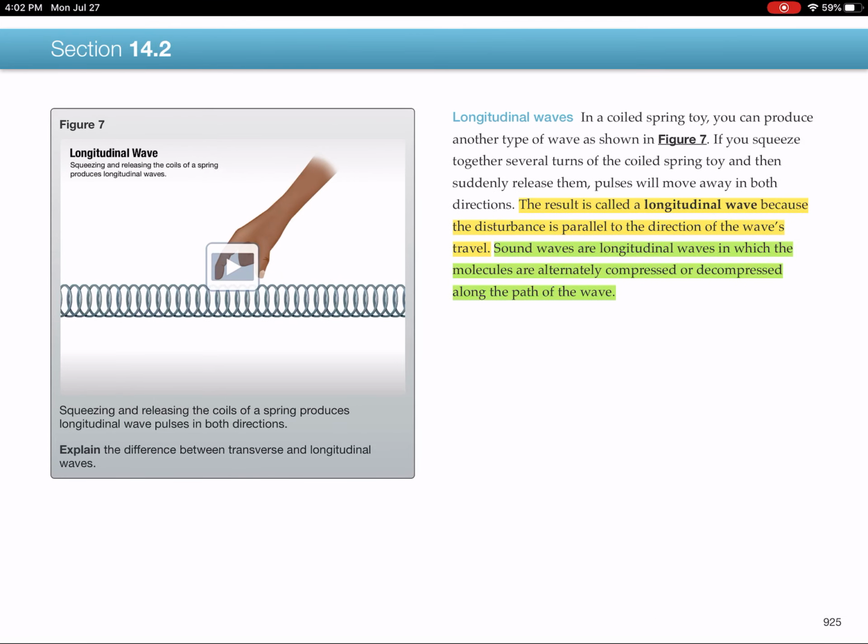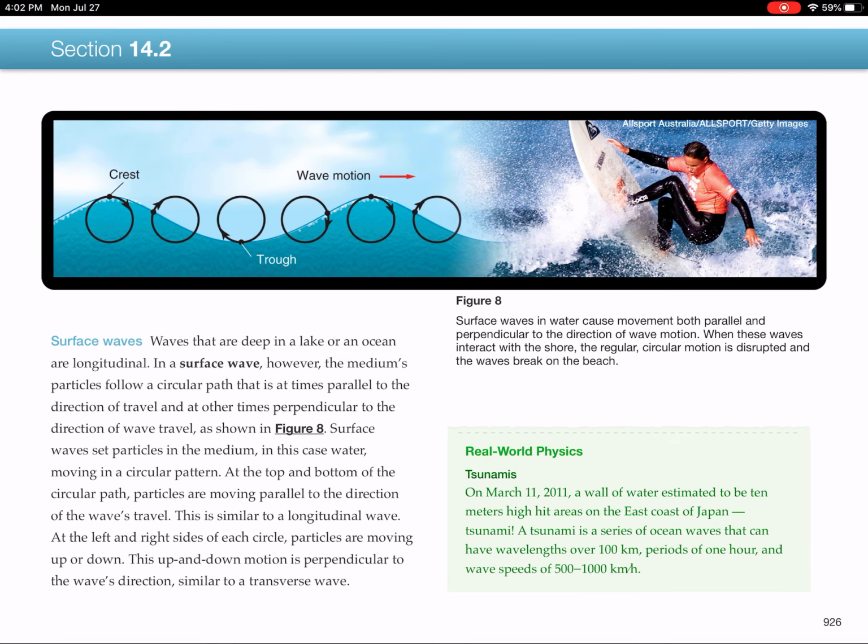Longitudinal waves, they go lengthways. They don't go parallel, they go according to the length. So take a look at this one. You collapse the spring like that, release it, and the wave goes the long way. And you can see that's what they talk about there on the right-hand side. And also notice sound waves, those are longitudinal.